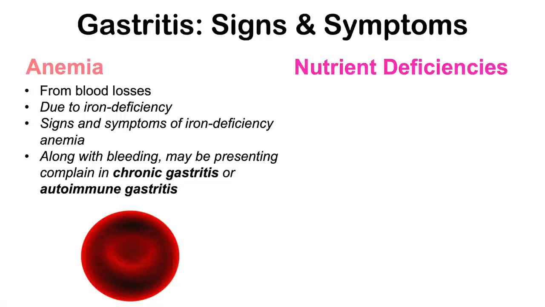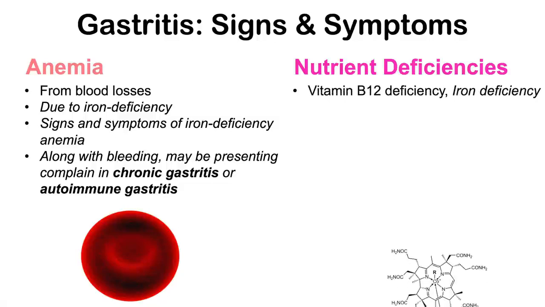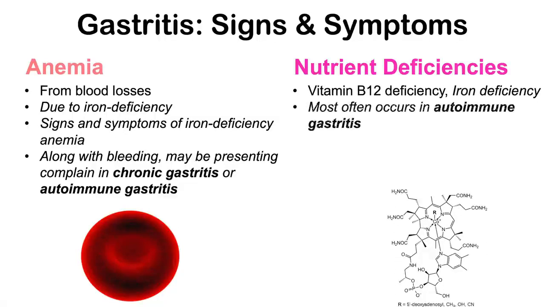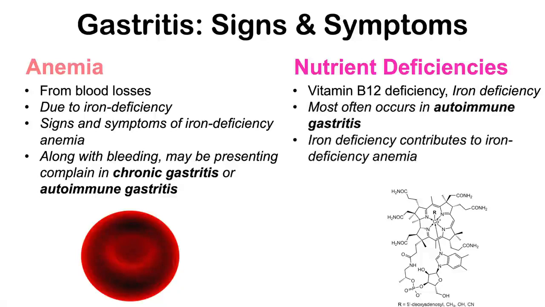And then as I just alluded to, there are nutrient deficiencies that can occur as well. These include vitamin B12 deficiency along with iron deficiency we just talked about. Oftentimes these nutrient deficiencies are going to occur in autoimmune gastritis. Now, this iron deficiency that can occur from autoimmune gastritis is going to be due to reduced levels of hydrochloric acid within the stomach. So it doesn't allow the proper absorption of iron. So this iron deficiency is also going to contribute to the iron deficiency anemia we just talked about.